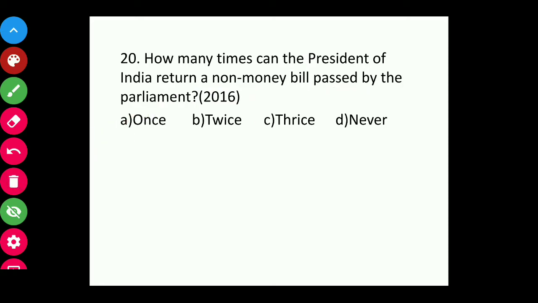The President of India can return a non-money bill once only.